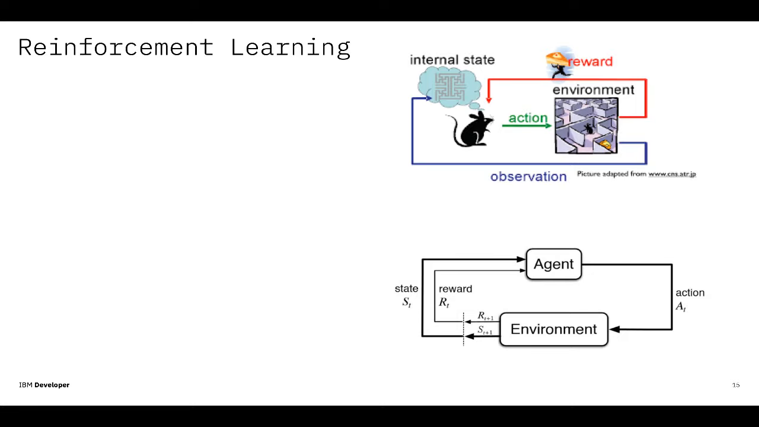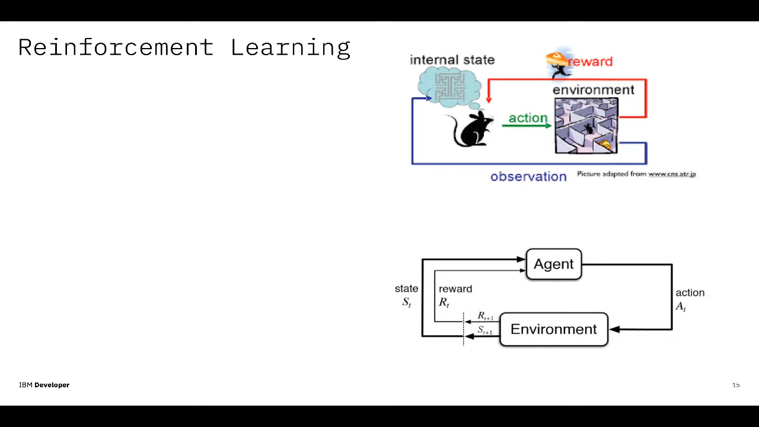So it's a different style of algorithm. You can imagine a mouse making a decision in a maze based on whether it gets the cheese or not, and based on its observations, where the cheese is. So you can think about it like that. And it's just a different style of machine learning algorithm.